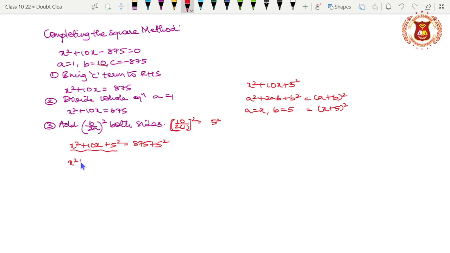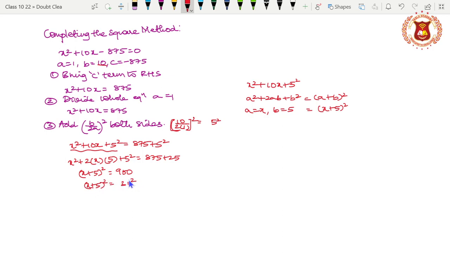Therefore I can write this equation as x square plus 2 into x into 5, that is 10x, plus 5 square is equal to 875 plus 25. Now it will become x plus 5 whole square. If there is a minus sign here, it will become x minus 5 whole square. 875 plus 25 is 900, right? Now x plus 5 whole square is equal to 30 square.